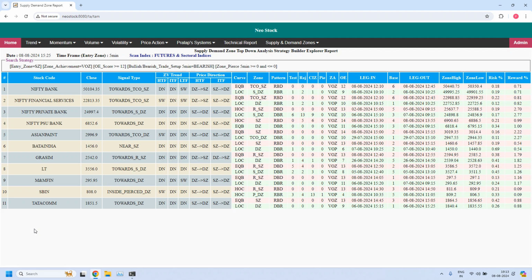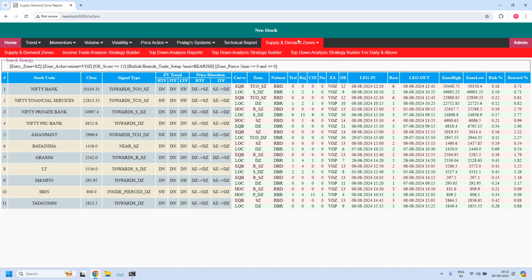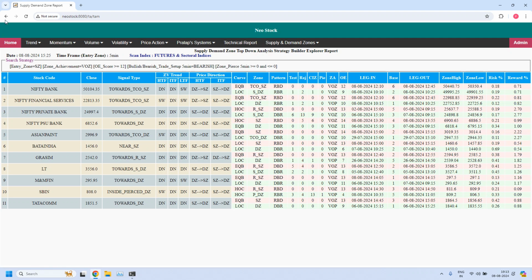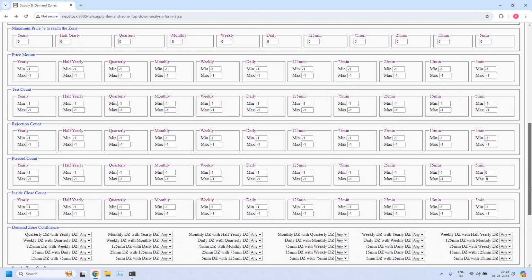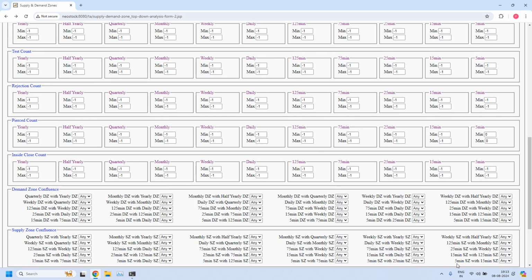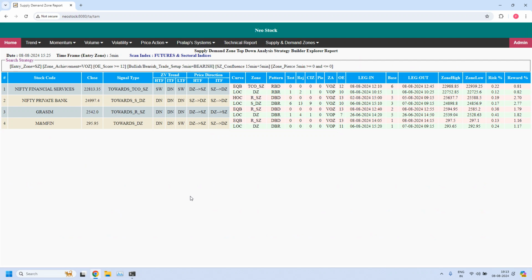And out of these 11, how many are having zone confluence? Let us verify to increase the probability. So going back, first let me add ITF confluence, that is 5 minutes with 15 minutes, the supply zone confluence. So 5 minute supply zone with 15 minute supply zone, I have enabled the option. Now let us filter the stocks. Now the list has come down to only 4 stocks. So these 4 stocks have supply zones with confluence with the ITF time frame.